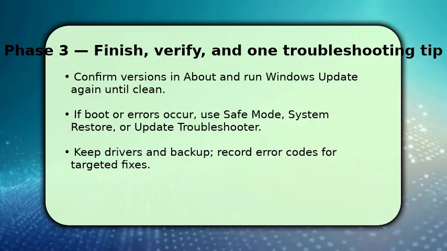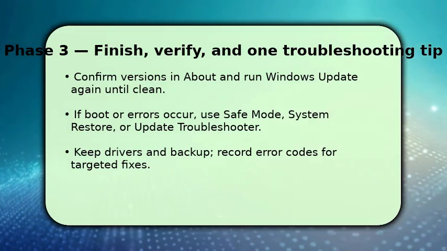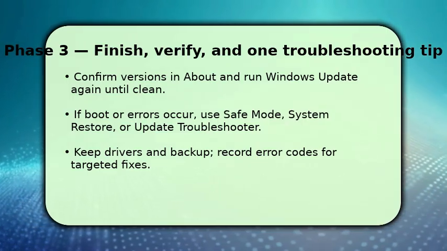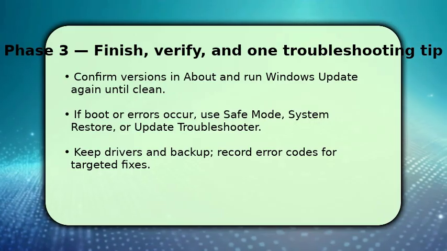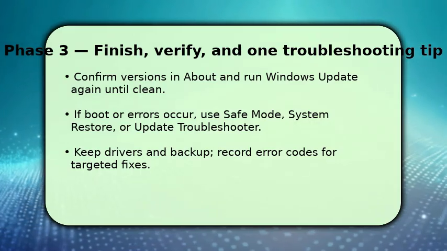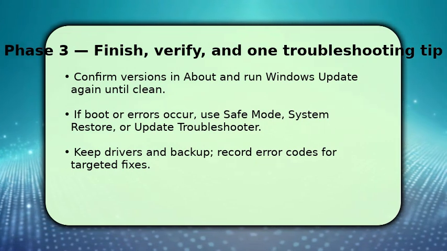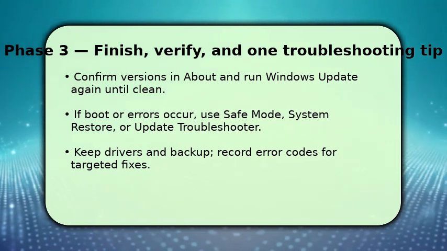If the system fails to boot or shows update errors, reboot into safe mode, try System Restore to a restore point, or run the Windows Update Troubleshooter to automatically fix common issues. Keep a recent backup and record any error codes. Those codes guide targeted fixes or vendor support.